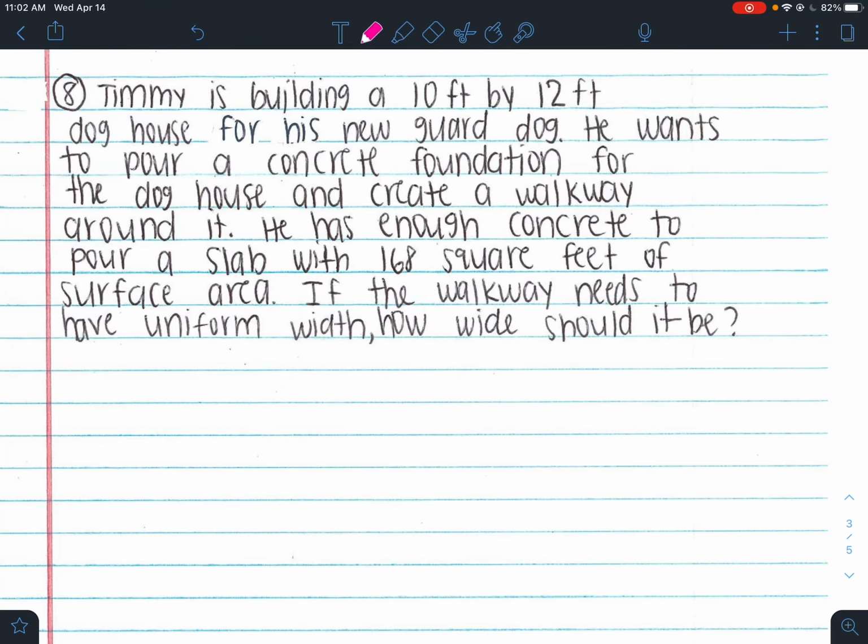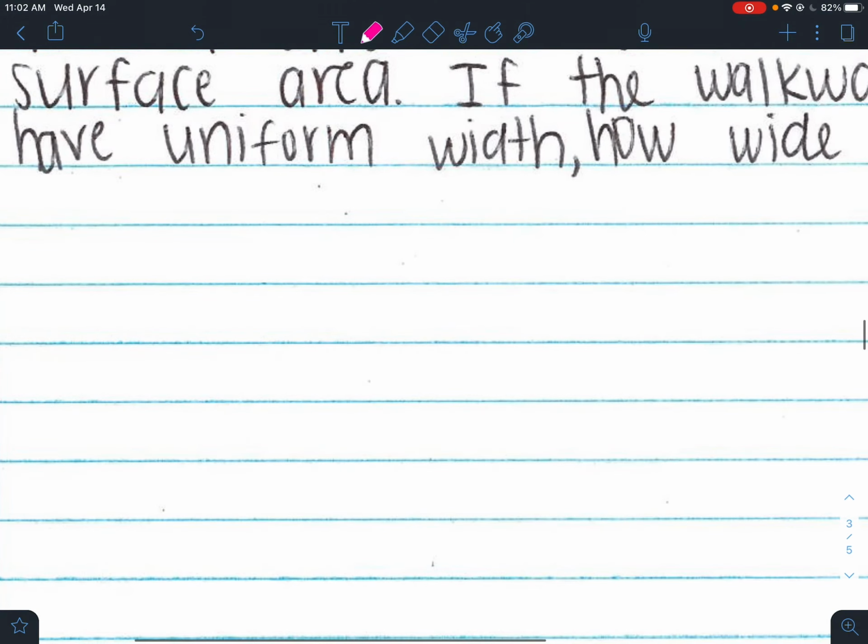All right, so what we're doing here is we know that we have an area for his doghouse, and we want to create an actual patio or walkway around that doghouse. So let's go ahead and draw a picture. Pictures are super helpful with this. Let's symbolize his doghouse. So we have a doghouse here that's 10 foot by 12 foot.